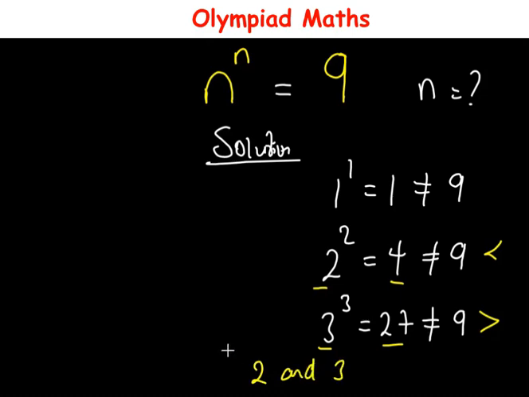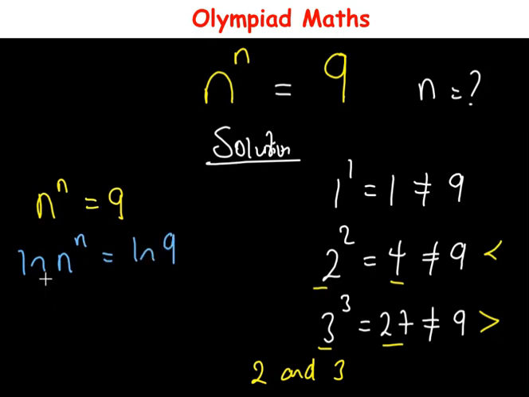Now, to exactly get the value that will give us 9, there is a much easier way for us to solve this. Simply apply this method. So we have n raised to power n equals 9. First, we're going to introduce natural logarithm. So this becomes ln of n raised to power n is equal to ln 9.